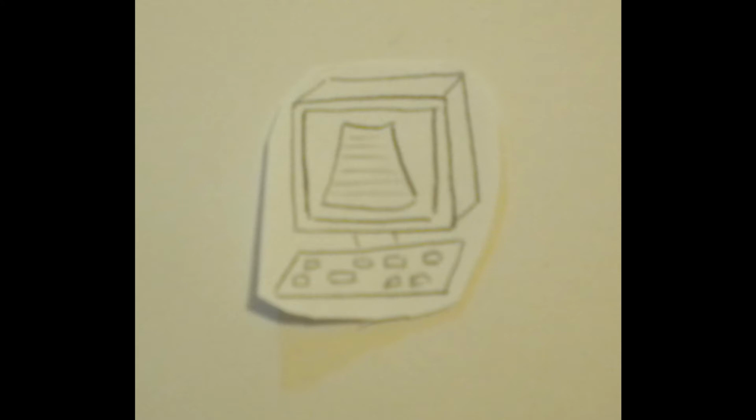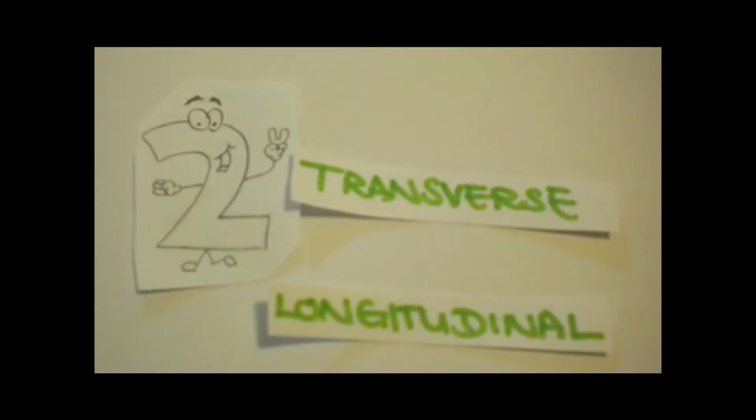Firstly, for an ultrasound to happen, we need to create an image on the screen. This is done by generating sound waves to reflect inside the body. Not ocean waves, but sound waves. In this world, there are two different types of waves, transverse and longitudinal. These waves travel through vibration, passing on energy without moving.